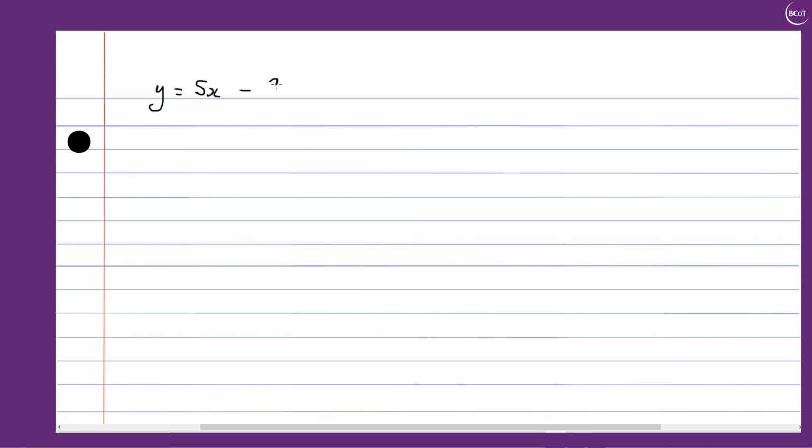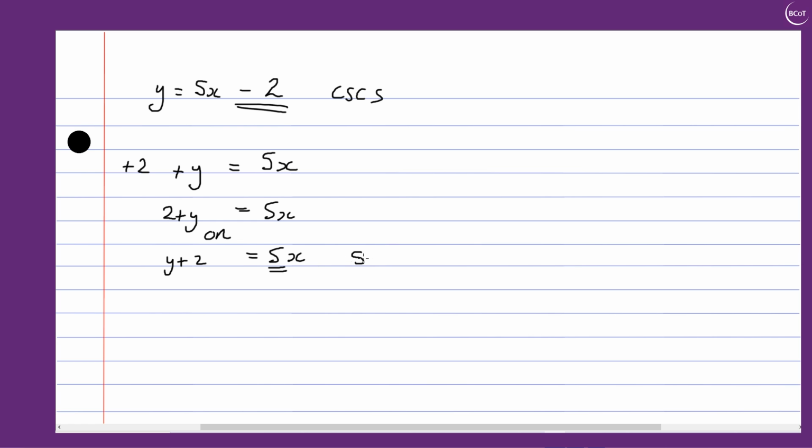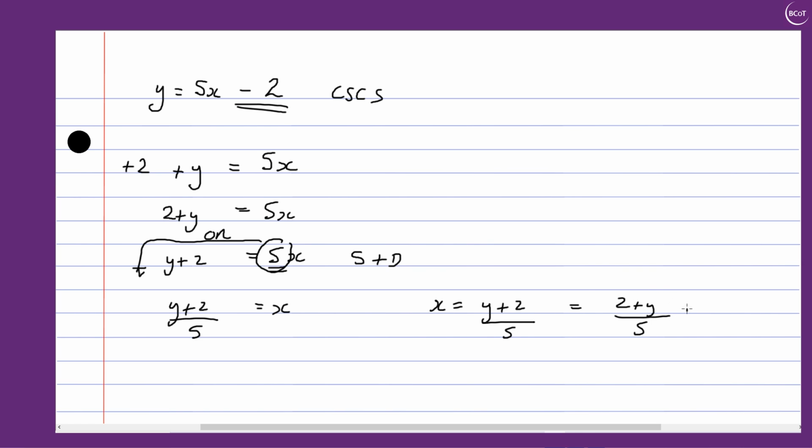Y equals 5x minus 2. We'll add 2 to both sides. So take the minus 2 to the left. Make it plus 2. We've got plus 2 plus y is 5x. Or you could write it as 2 plus y is 5x. Or you could write it as y plus 2 is 5x. They're all the same. Then divide both sides by 5 with swap and drop of the 5 to get x on its own. Y plus 2 over 5 equals x. Or x equals y plus 2 over 5 if you want x on the left. And these are all the same. You can use any.